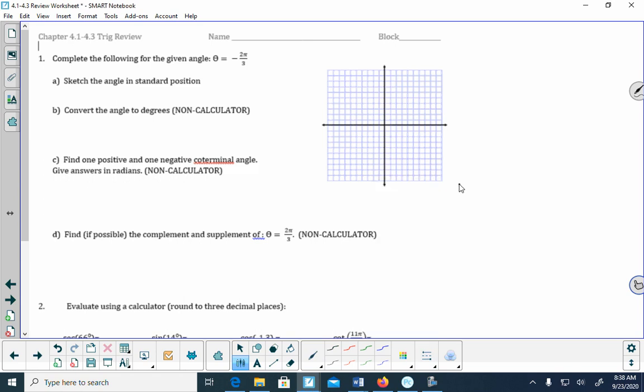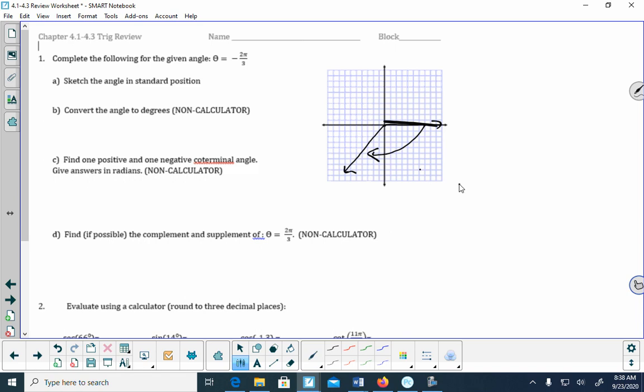If I'm thinking of my unit circle, I know that this would be about 1π over 3, and this would be about 2π over 3. So I'm going to sketch my terminal side. Here's my initial side. My initial side is always the positive x-axis, and then I'm going to show my angle of rotation. It's going down because that angle is negative.